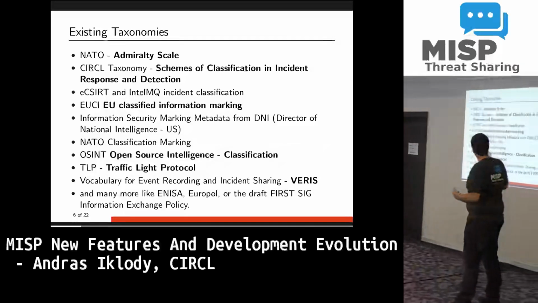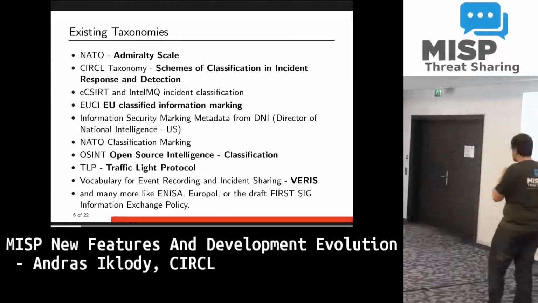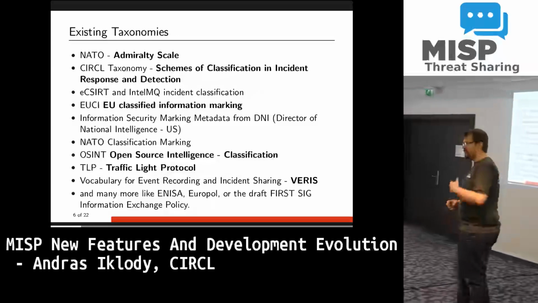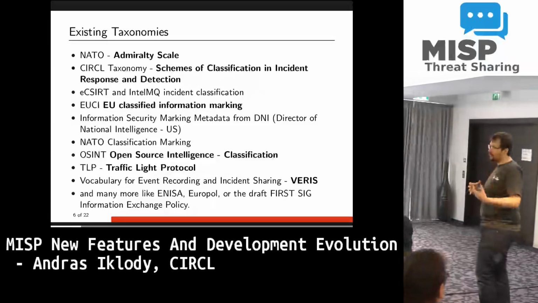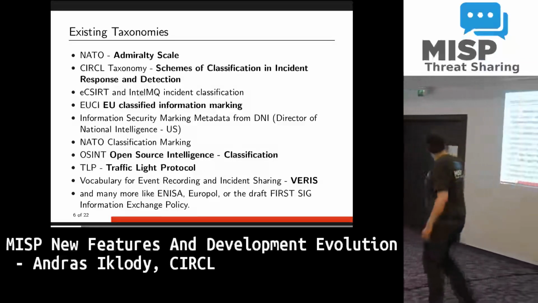And you can have the CIRCL taxonomy, which deals with classifying the data. So you have all these various different taxonomies that somehow mark events in different ways.